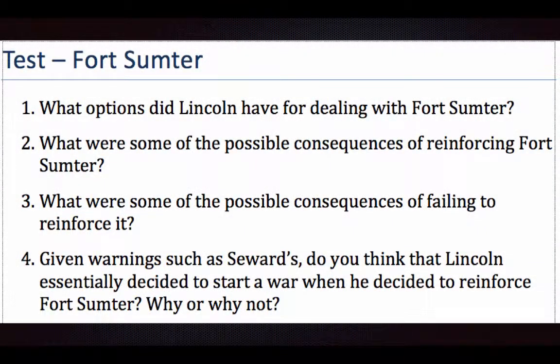Then it's going to come time for the test. Instead of our test focusing on the names, dates, and places, have them think about questions like these. These will help you see if they really understand the issues involved. Again, remember, we're not interested so much that they know the exact date that Fort Sumter was bombarded, as that they understand what was going on. What were the big issues? What were the questions? What were the problems? Those are the things that we really want our students to take away from this.